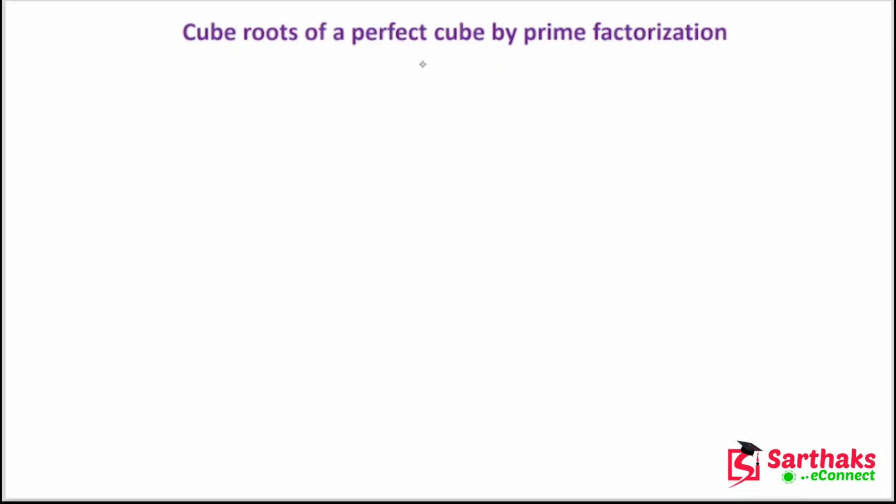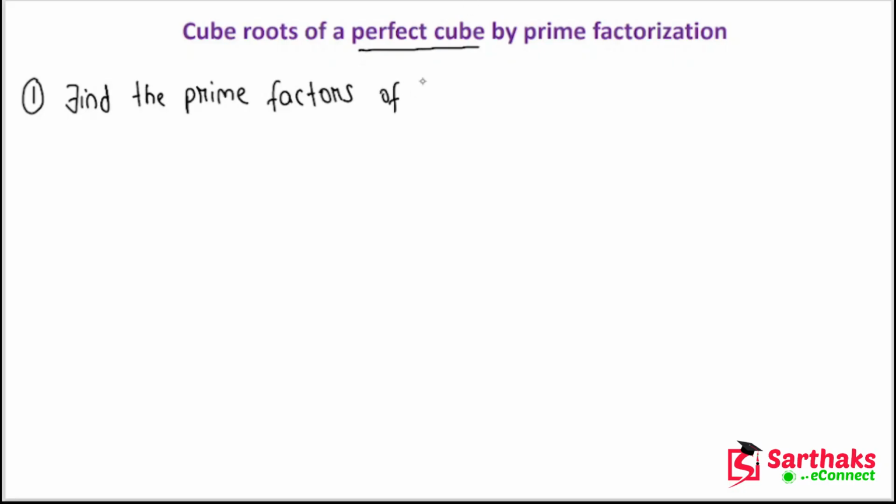One more thing to note over here is this method only works for perfect cubes, right? So if someone is asking you to find the cube root by prime factorization, he must give you a perfect cube. Okay, so let us talk about the first point. The first step that you are going to do is find the prime factors of the given perfect cube, right?